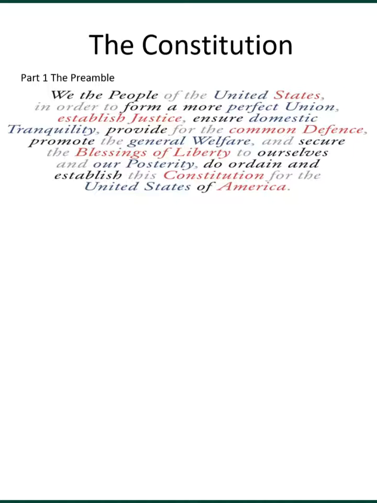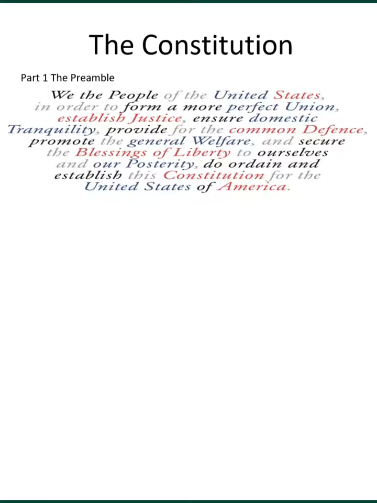So we the people of the United States, in order to form a more perfect union, establish justice, ensure domestic tranquility, provide for the common defense, promote the general welfare, and secure the blessings of liberty to ourselves and our posterity, which means our children, do ordain, we do declare, and establish this Constitution for the United States of America.